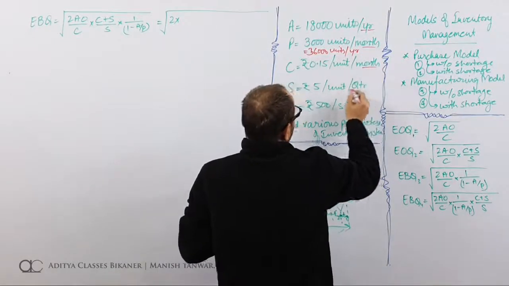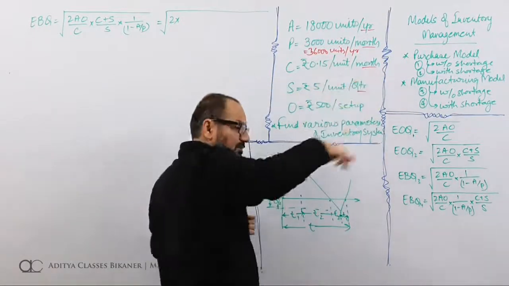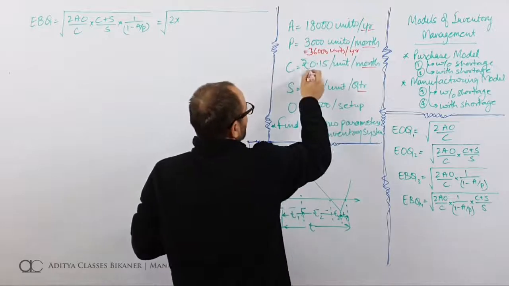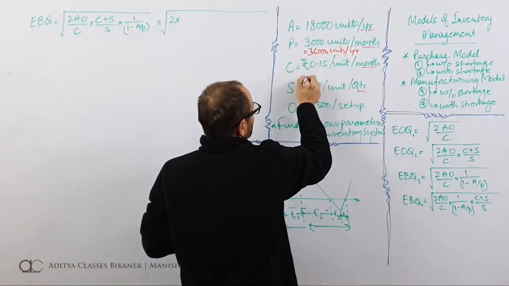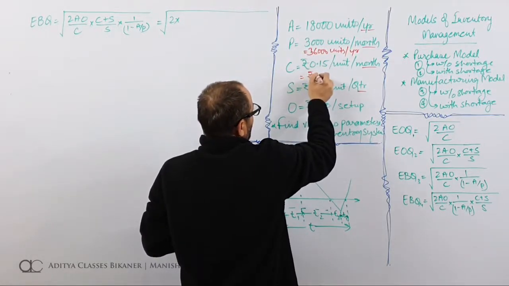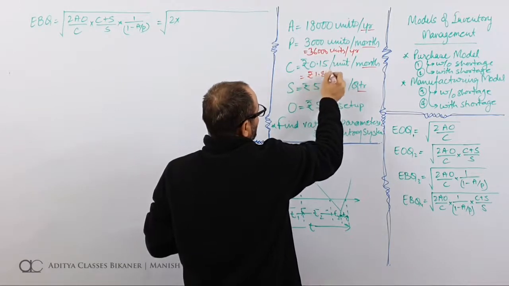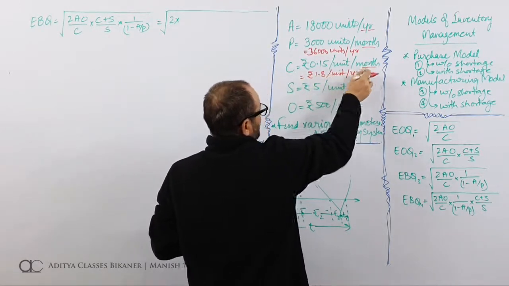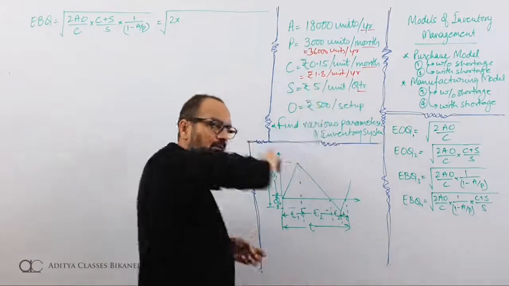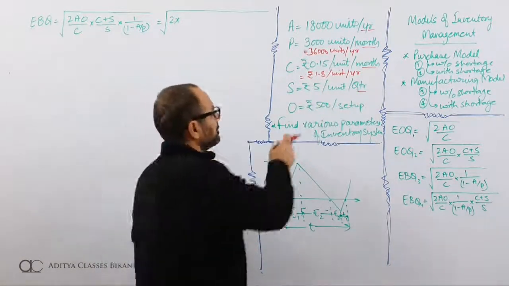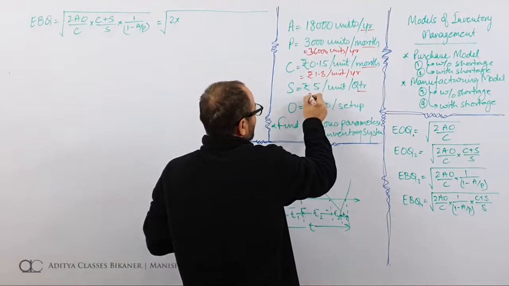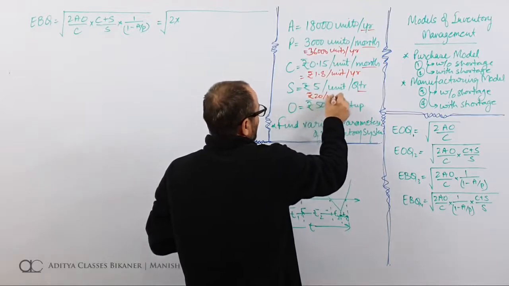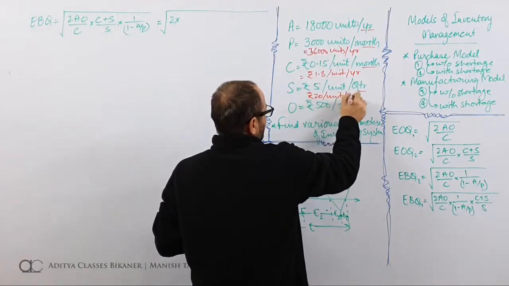This is also month, this is quarter. Now month, I need to convert it into year. Multiply this by 12. Multiplying this by 12 would give you 1.8 rupees per unit per year. So this has also been converted into year. Taking quarter to year would be multiplying it by 4. 5 multiplied by 4 would give you rupees 20 per unit per year.